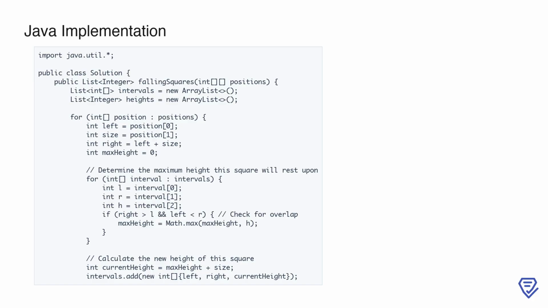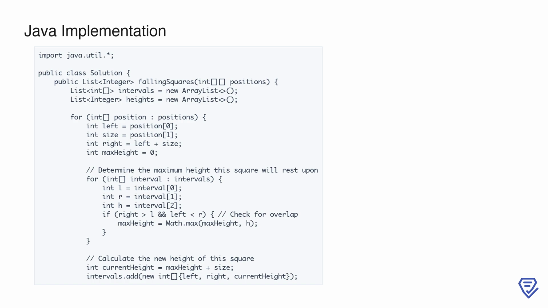Here, we start the implementation of the falling squares problem in Java. First, we import the necessary libraries and define the solution class. Inside the class, we have a method called falling squares, which takes a 2D array of positions as input and returns a list of integers representing the maximum heights after each square falls. We initialize two lists, intervals, to store the range and height of each square, and heights, to store the maximum heights at each step. Next, we iterate through the input positions array.